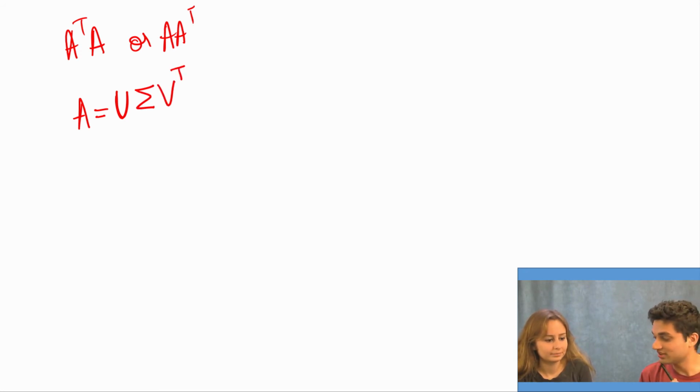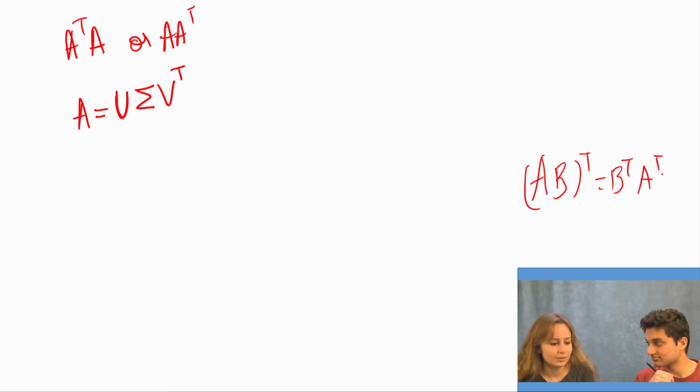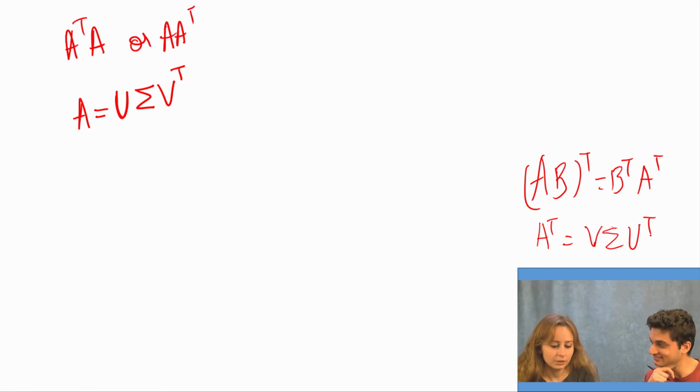What does A transpose A look like with respect to the SVD? Well, first of all, we need to remember that (AB) transpose is B transpose A transpose. Okay, so since we have the SVD, we can figure out what A transpose is. Following the formula, A transpose is going to be V sigma transpose U transpose. Well, we're going to hand wave the sigma transpose part a little bit.